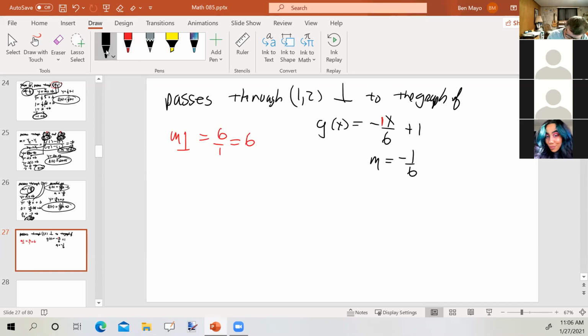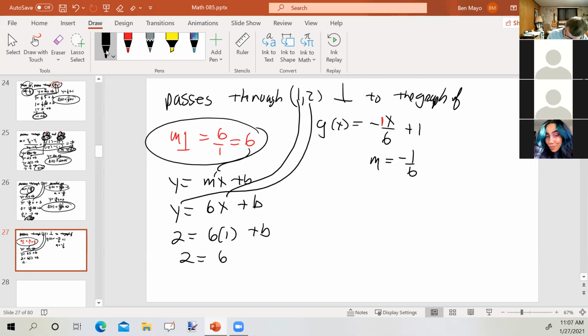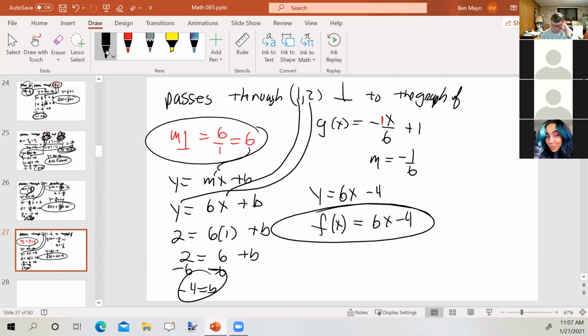Okay, so now we've got the slope, y equals mx plus b. 6 goes in the place of m. y equals 6x plus b. We have a point that's on the new line. x is 1, y is 2. 2 equals 6 times 1 plus b. 2 equals 6 plus b. Negative 4 equals b. So y equals 6x minus 4. f of x equals 6x minus 4.